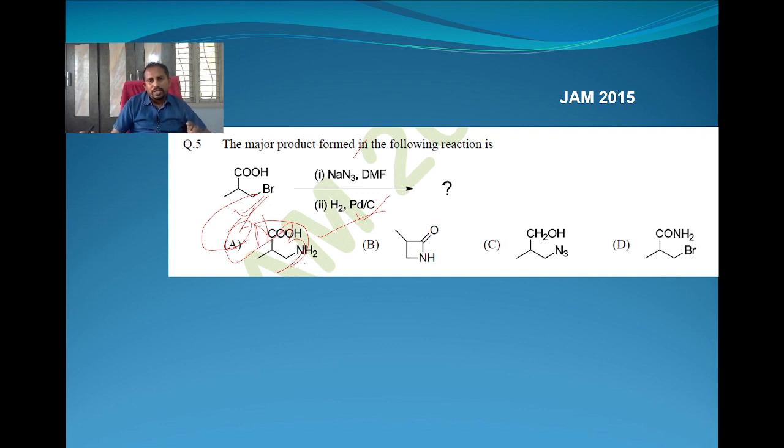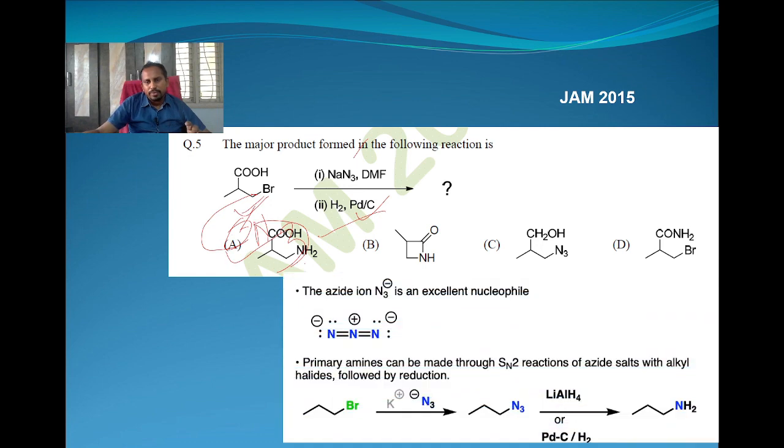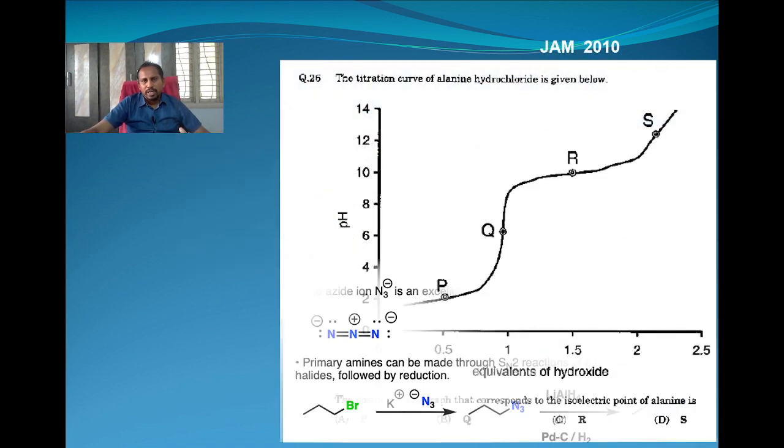So to justify my answer, I have a reference for you. Listen, here azide is an excellent nucleophile. Primary amine can be made through SN2 type reaction of azide salt with alkyl halide followed by reduction with lithium aluminum hydride or palladium catalyst hydrogenation to give an amine. So this is one of the methods of preparation of amine as well. So moving to the next slide.